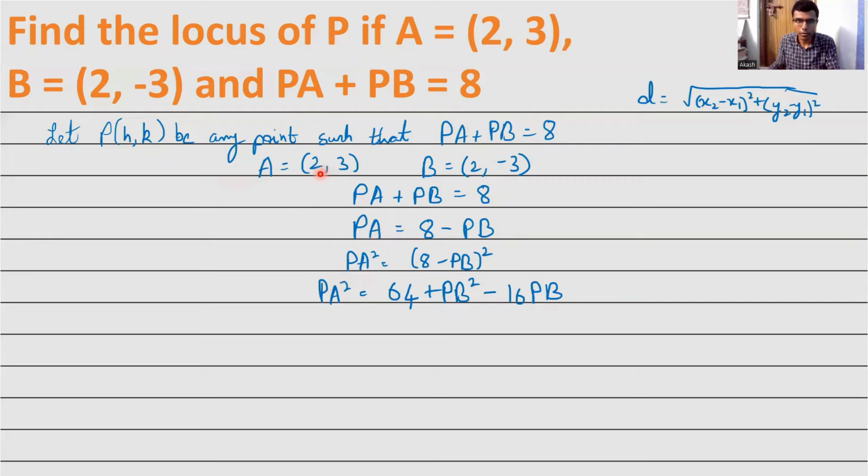So PA would be nothing but under root (h minus 2) whole square. I'm going to take x2, y2 as h, k, and x1, y1 would be, for one time, 2, 3, and the other time it would be 2, minus 3. So PA is nothing but equal to under root of (h minus 2) whole square plus (k minus 3) whole square, and PB is nothing but under root of (h minus 2) whole square plus (k minus of minus 3).